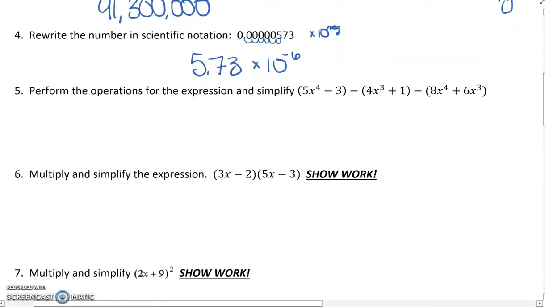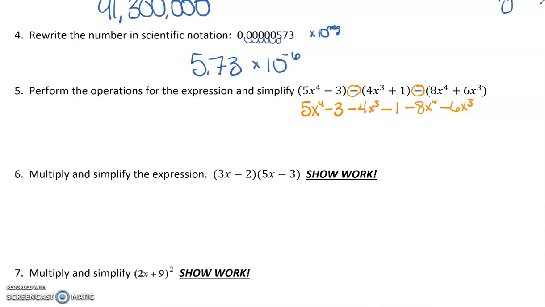Okay, in number 5, you are just adding or subtracting. So I'm going to show all of my work, but you could show a little bit less work and get away with it. The first set of parentheses doesn't change at all. Then we are subtracting everything in this next set of parentheses. So minus 4x to the 3rd minus 1. We are subtracting everything in the next set of parentheses. So minus 8x to the 4th minus 6x to the 3rd.